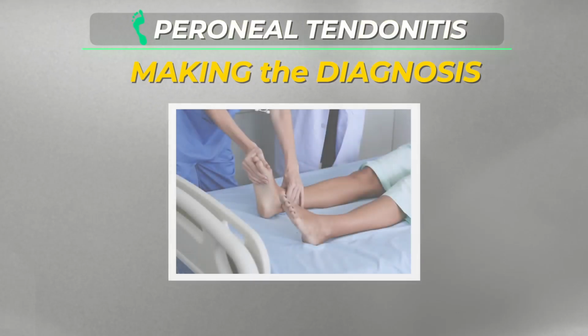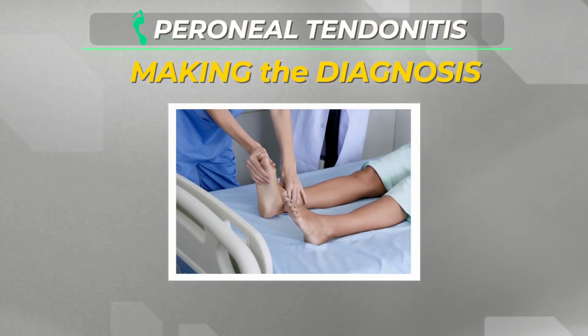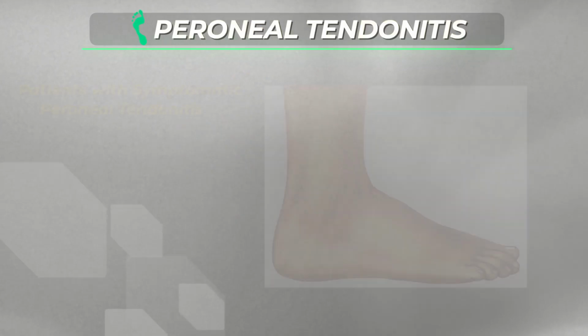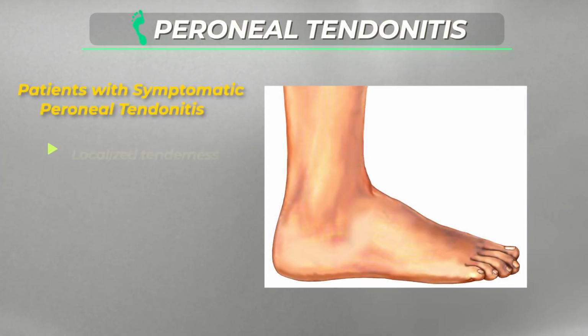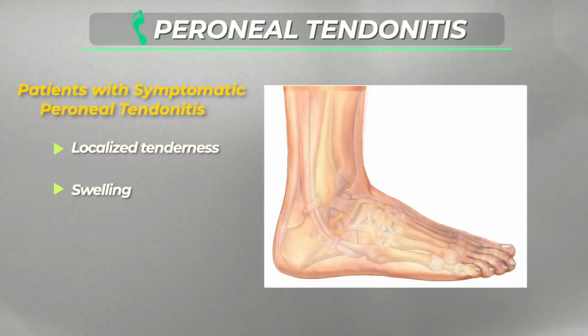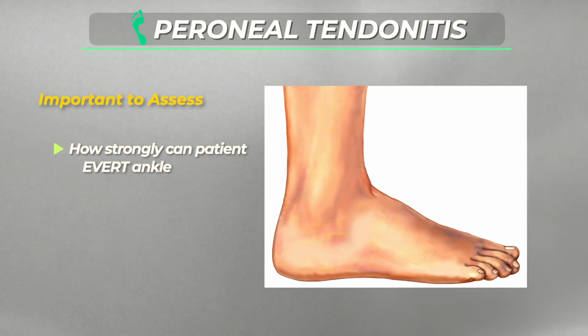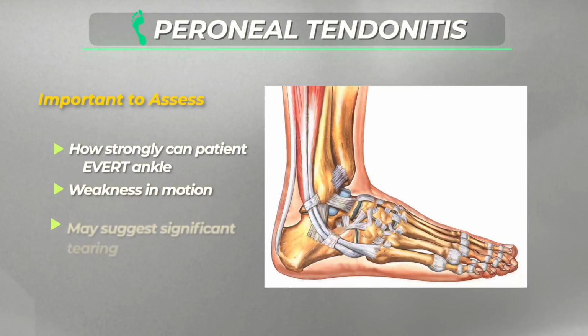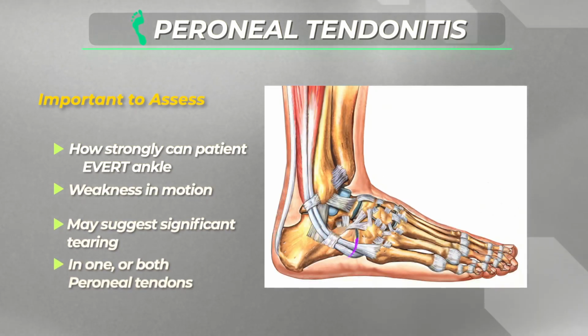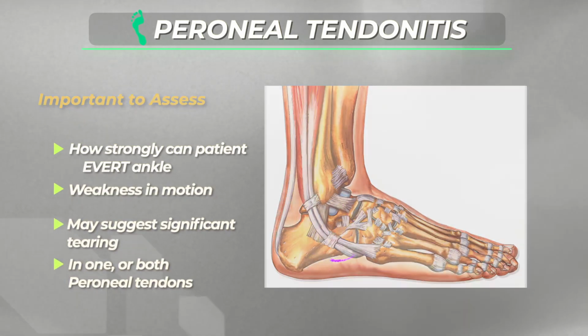Peroneal tendonitis can usually be diagnosed just by examining the patient. Patients with symptomatic peroneal tendonitis will usually have localized tenderness and some swelling in the area around the tendons. It's important to assess how strongly the patient can evert their ankle. Weakness in this motion may suggest a significant tearing of one or both of the peroneal tendons.